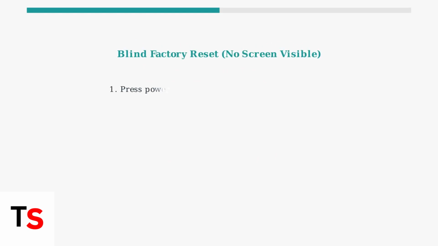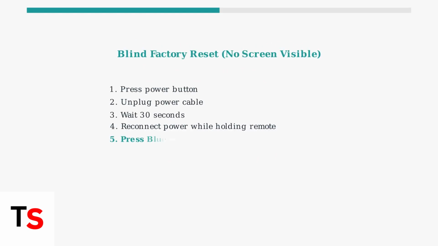If your screen is completely black and you can't see anything, try a blind factory reset. Press the power button, unplug the power cable, wait 30 seconds, then reconnect power while holding the remote, and press the blue, yellow, green, red sequence repeatedly.